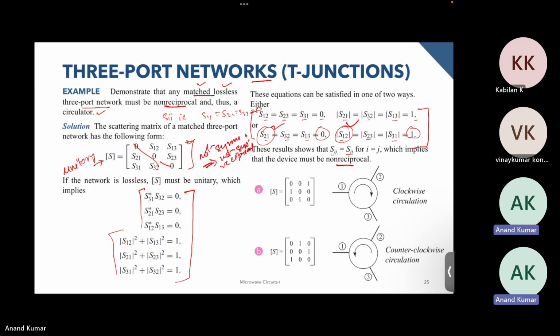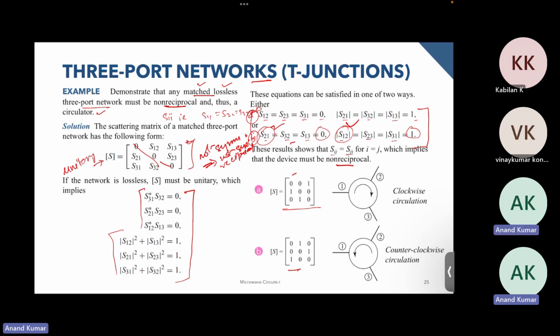And since this can be satisfied in either of these two ways, this is the A criteria and this is the B criteria. For A, we get the S matrix looking something like this. All the diagonal elements are 0, showing that all the ports are matched, and this matrix is not symmetric, as you can see. For the second case also, we have an S matrix like this, and this is also not symmetric.